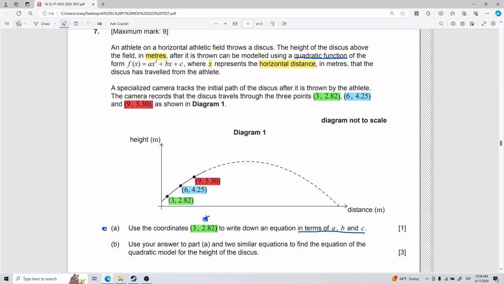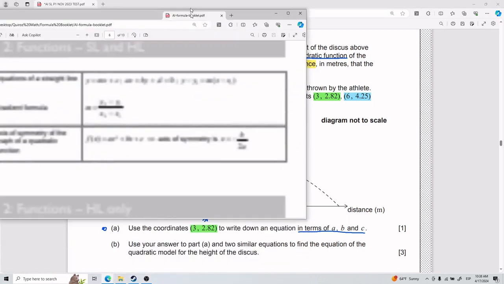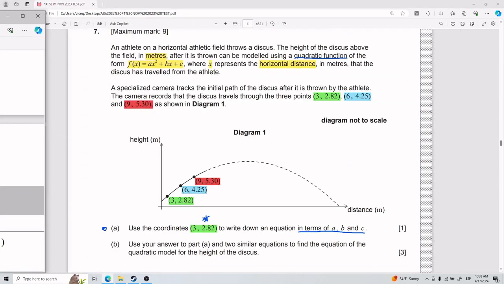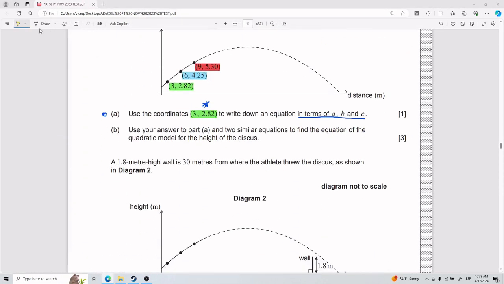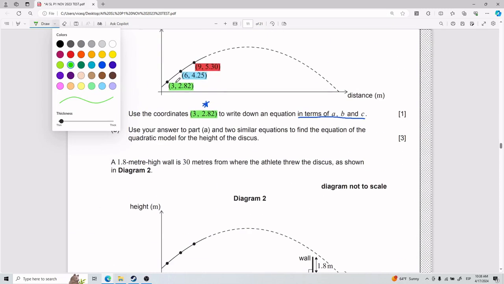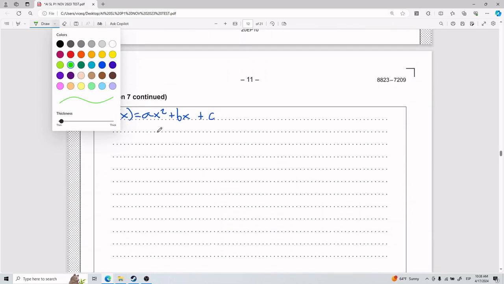This equation is technically also in your formula booklet. If you look up the section about slopes and axis of symmetry, here it is as well. So if you ever forget it, but you identify the buzzword quadratic function, here it is in your formula booklet. Back to the test. My general form is f of x equals ax squared plus bx plus c. And this green point that we talked about earlier is 3 comma 2.82.